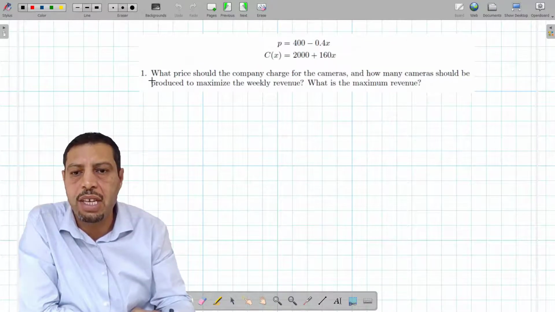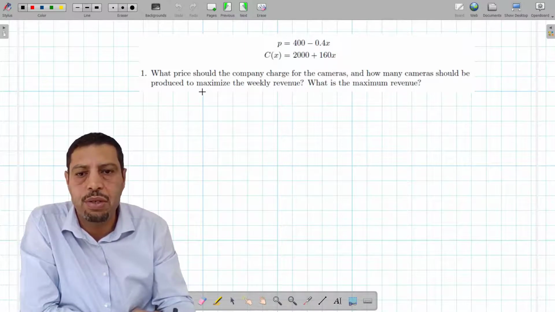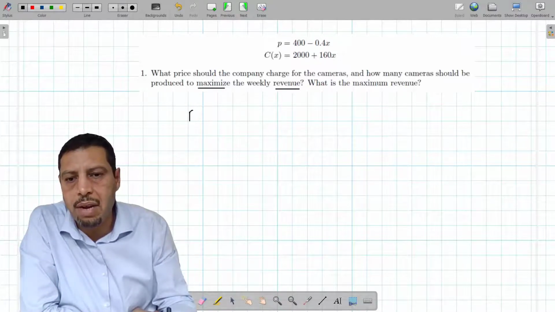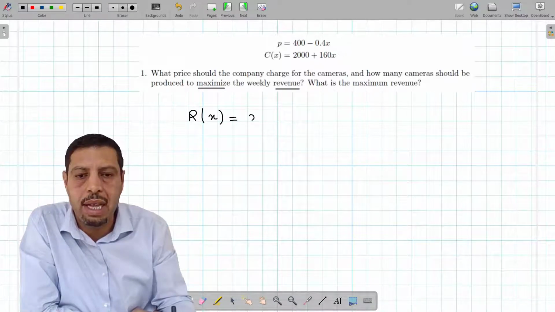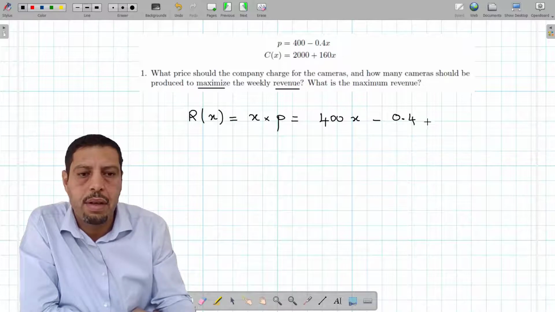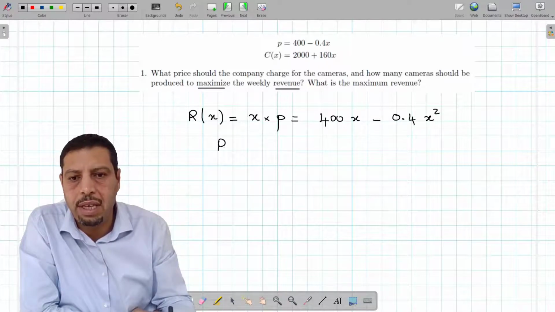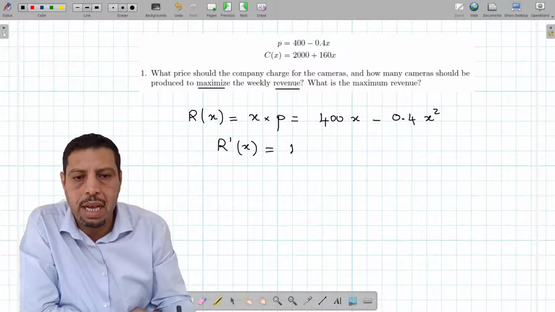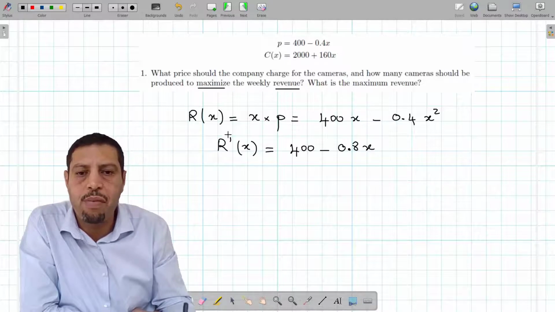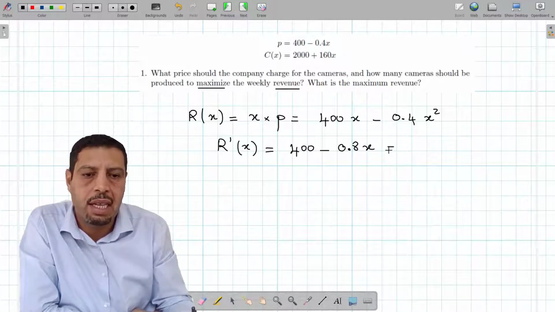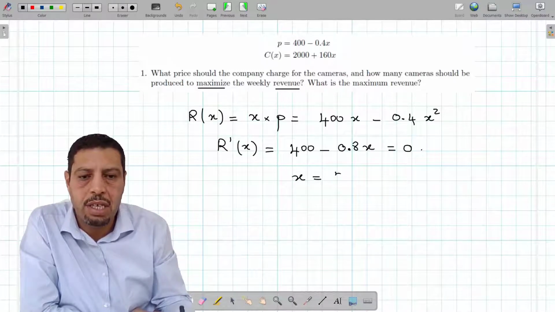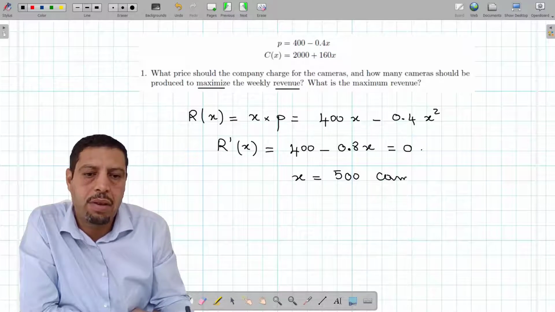Now let's move to the first question: what price should the company charge for the cameras and how many cameras should be produced to maximize the weekly revenue? The question is about the maximum revenue. First, let's write our revenue function, R of x, which equals x times P, so 400x minus 0.4x squared. Now we compute the derivative, R prime of x, equals 400 minus 0.8x. It's defined everywhere, so there is no point where R is defined and R prime is not defined. We just set this equal to 0 and find x. So x equals 400 over 0.8, which is 500 cameras. This is the unique critical point.